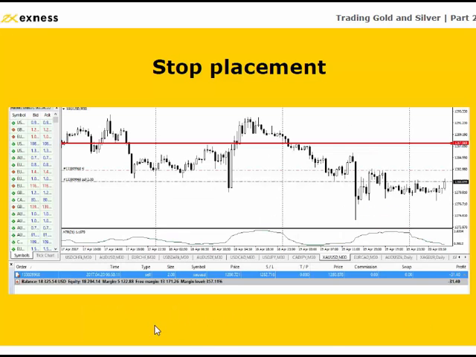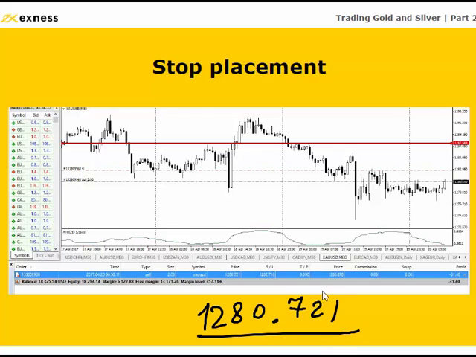I also want to remind you once again that one full point is equal to 100 pips. When you trade gold or silver, you also have half of a pip. For example, you have a quote 1280.721.